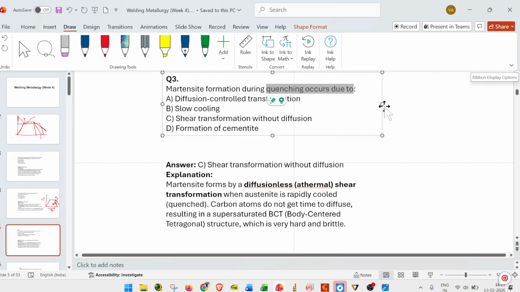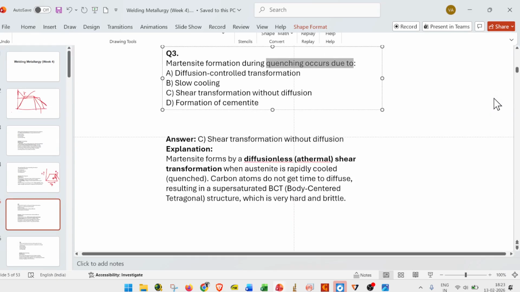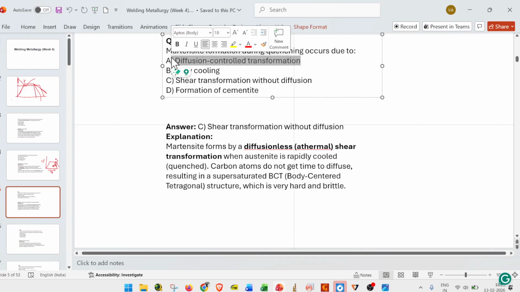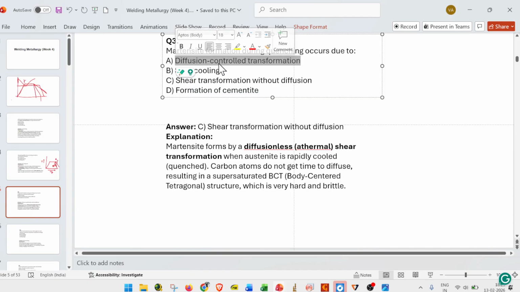Why does martensite form during quenching? Because of the diffusionless transformation. Yes, we can say diffusionless transformation is one of the properties of the martensitic phase, but that doesn't mean that the martensitic phase forms due to diffusion. No, martensitic means diffusionless transformation.